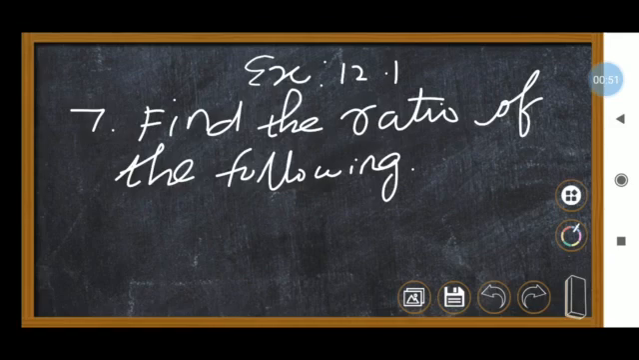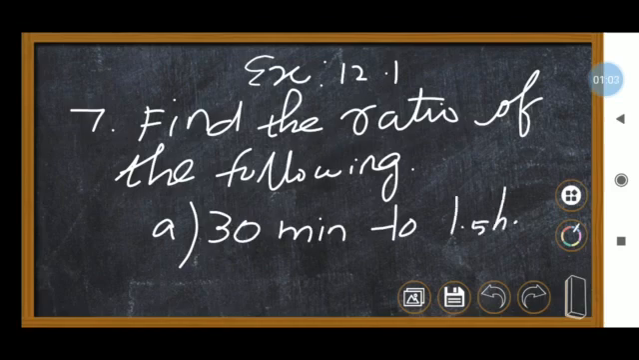Question number 1, the first one: 30 minutes to 1.5 hours. Whenever you are going to find a ratio, you have to remember to check whether both quantities are in the same unit or not. If it is not the same, we have to make it the same, as I said in my previous class.